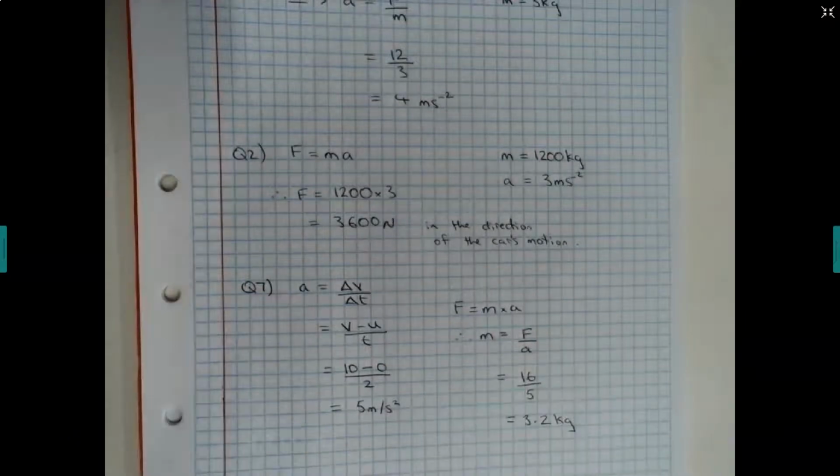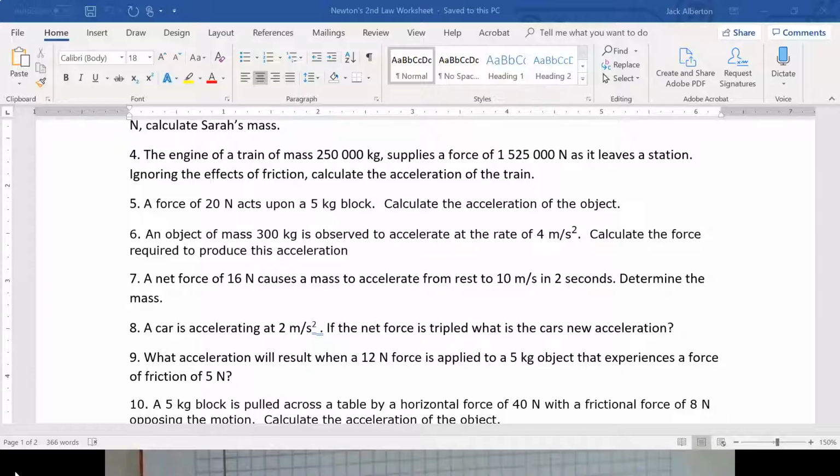So in question 8, they say a car's accelerating at 2 meters per second squared. If the net force is tripled, what's the car's new acceleration? Now this question requires us to use proportionality. So what does that mean?